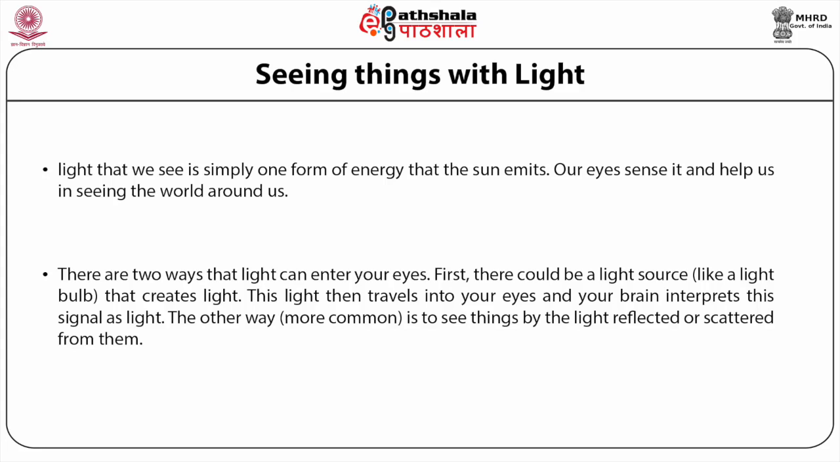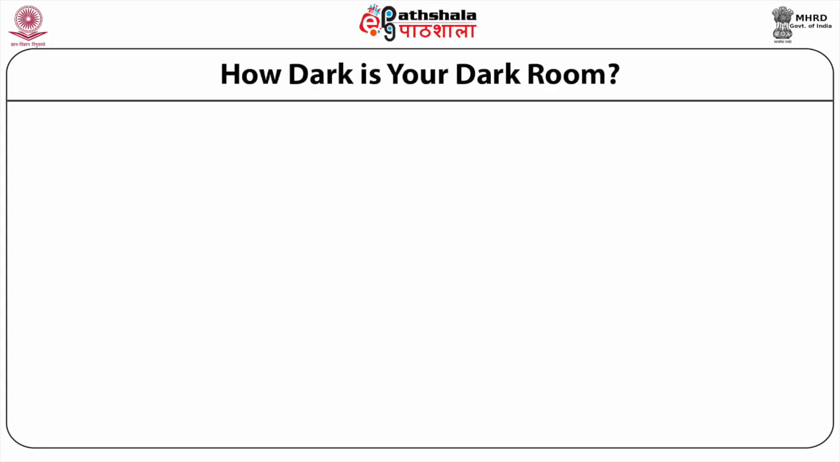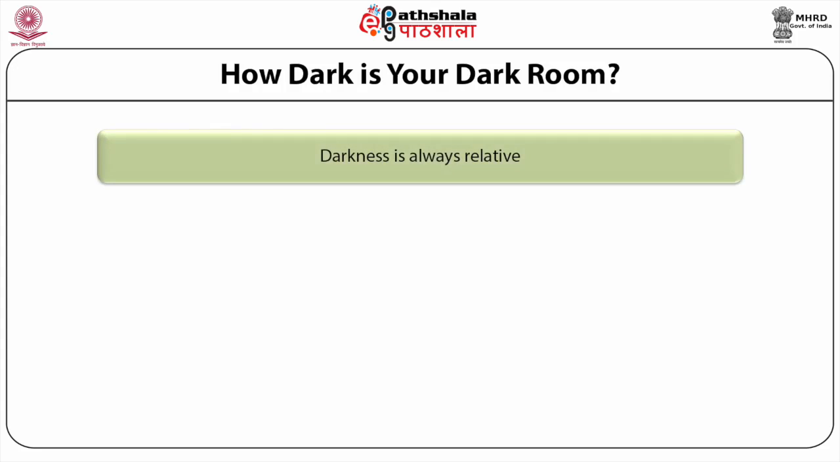So what is reflection of light and scattering of light? These concepts we'll learn a little later, but these are the two ways which help us in seeing things around us. Now let's see what is darkness. How do you define darkness? How dark is your room? That is the basic question. Darkness is something which is always relative. It's not that you can quantify the amount of darkness that is present in your room or in some place.